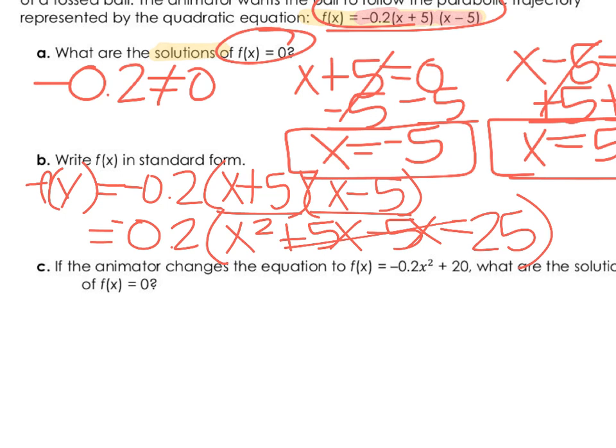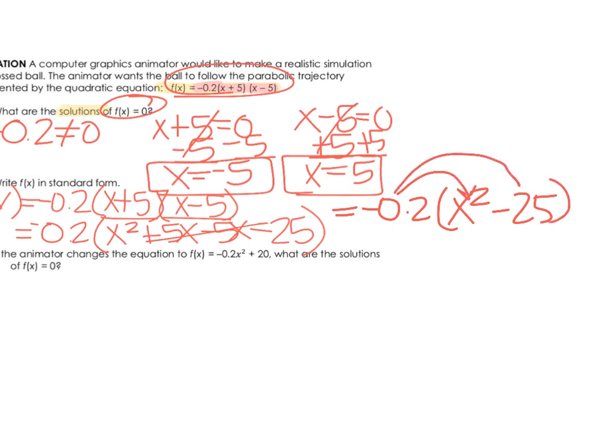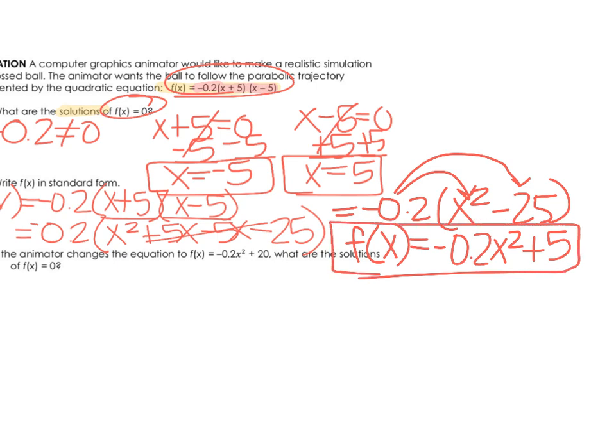I'm running out of space here. Where else can I write this? Let's go over to the side here. So we end up with negative 0.2 times x squared minus 25. Then we just want to distribute. So we distribute negative 0.2 to the x squared and to the negative 25. So we end up with f of x equals negative 0.2 x squared. And then if we multiply negative 25 by negative 0.2, we end up with positive 5. And there's our function in standard form.